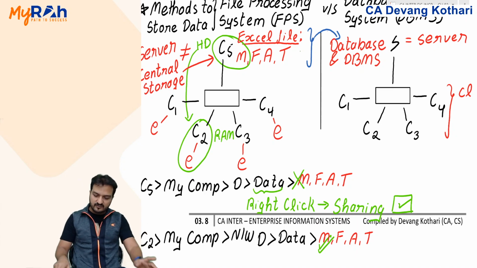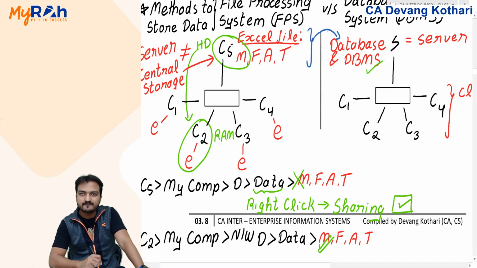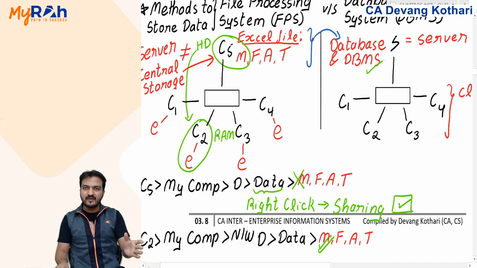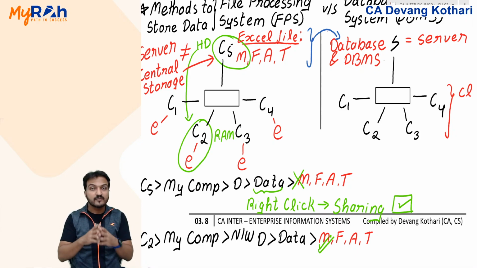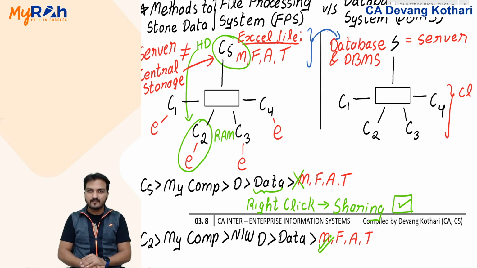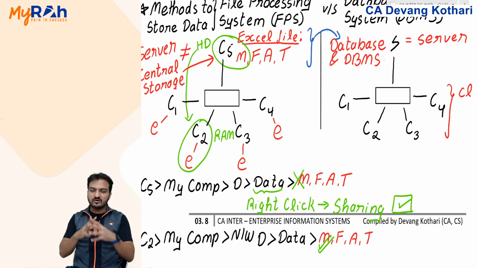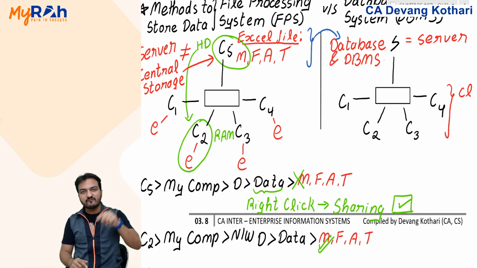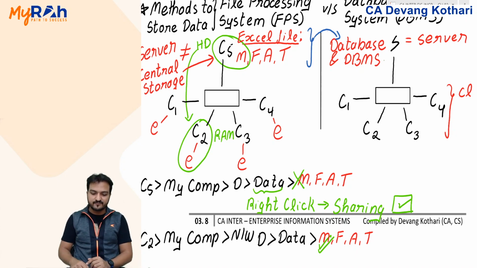Now along with database there is also DBMS. What is DBMS? Well, database is the collection of data. DBMS is the software which manages this data. Once again, database is the collection of data. DBMS is a software which manages all this data.